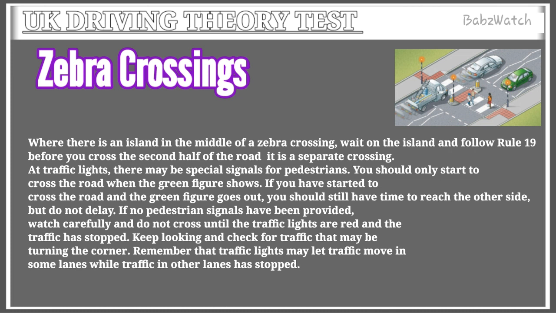At traffic lights, there may be special signals for pedestrians. You should only start to cross the road when the green figure shows. If you have started to cross the road and the green figure goes out, you should still have time to reach the other side, but do not delay. If no pedestrian signals have been provided, watch carefully and do not cross until the traffic lights are red and the traffic has stopped. Keep looking and check for traffic that may be turning the corner. Remember that traffic lights may let traffic move in some lanes while traffic in other lanes has stopped.